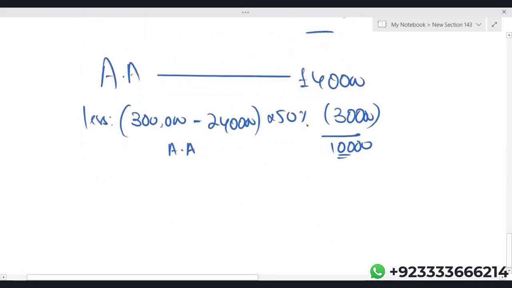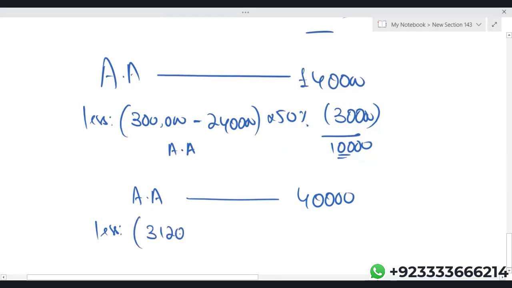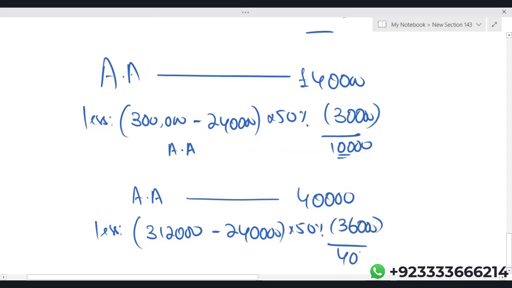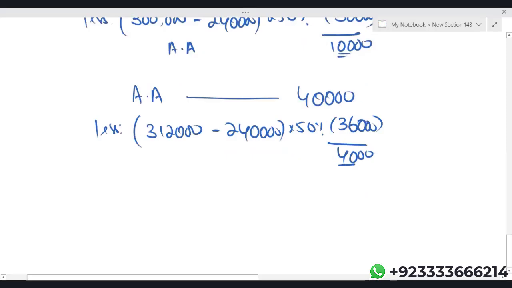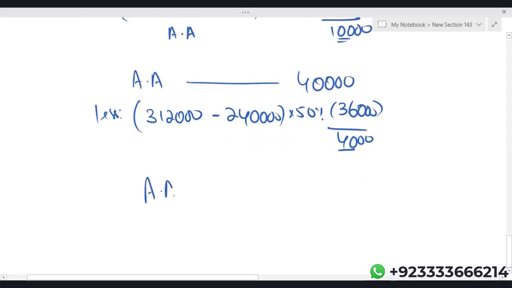One more example. Let's say, obviously, annual allowance limit is 40. Assuming that individual is having adjusted income 3,12,000 minus 240 fixed for the formula into 50%, I'm getting 36,000. So annual allowance is 4,000.